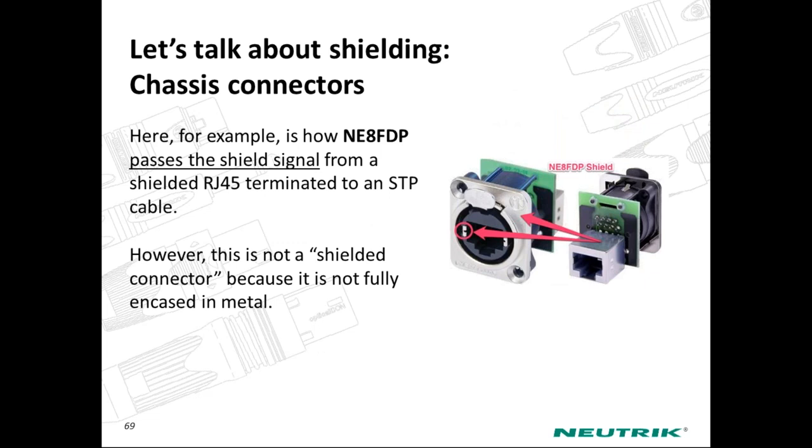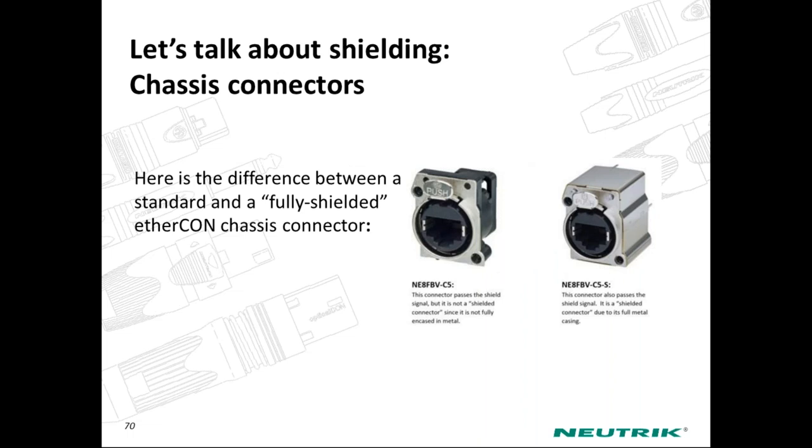So here you see I'm pointing the arrows to where continuity is made to that metal RJ45 and how we pass that shield signal from the front to the back of the connector. So this connector is passing the shield. However, this is not a fully shielded connector. Let's move on to the next page. We'll see the difference. So here, look on the left. Again, this connector is going to pass a shield, but it's not a shielded connector. The one on the right is a shielded connector. A fully shielded connector means one which is entirely encased in metal. This is very, very confusing. We'll take a look at this some more on the next page.